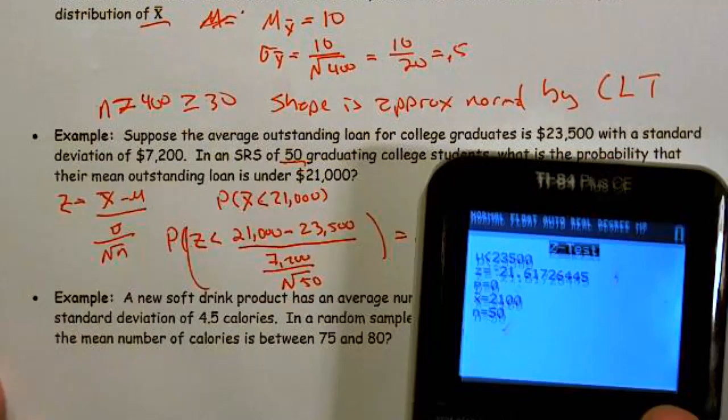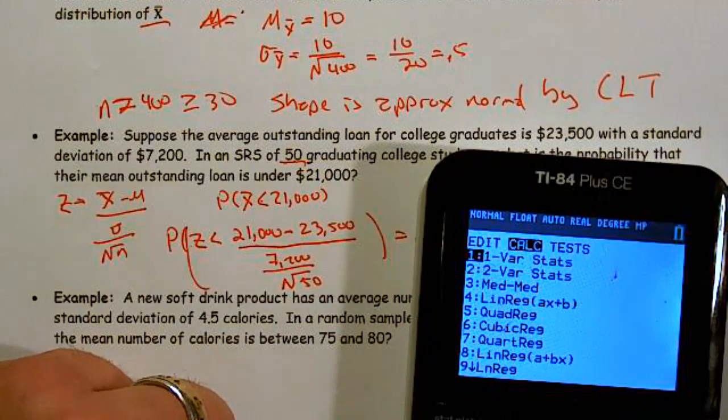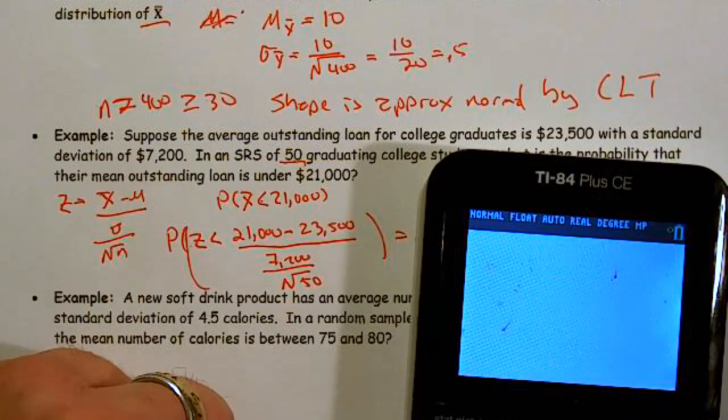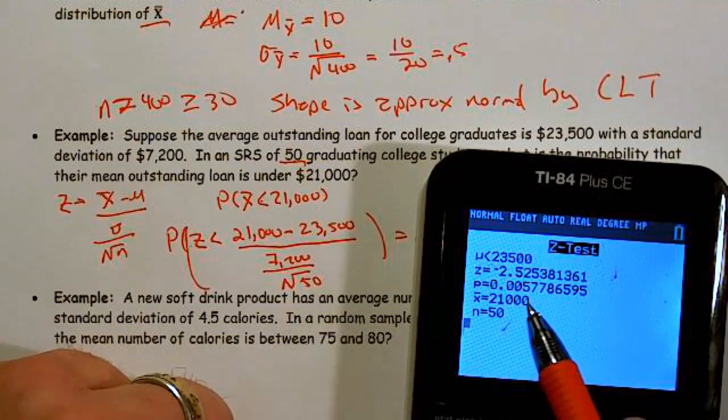Somehow I know that I did something wrong. Oh, 21, 1, 2, 3. There we go. 0.00577.